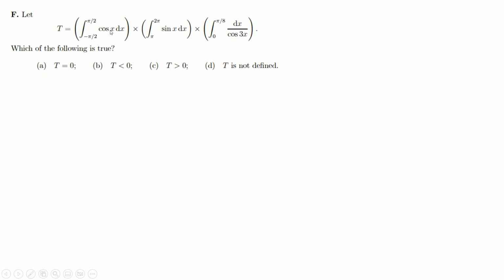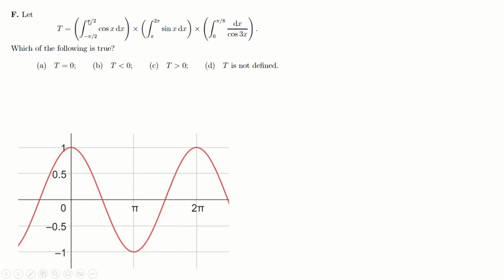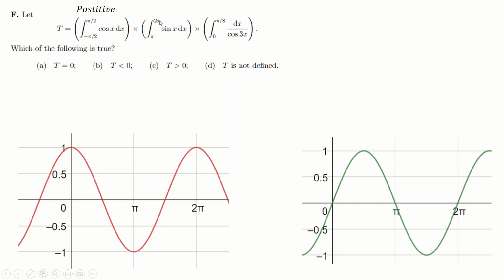This one here, so think about what the cos graph looks like, and integrate between pi over 2 and minus pi over 2. Well, that's a positive area you've got there, right? So that's a positive number. This one here, the sine graph between pi and 2 pi, that's a negative integral, so the integral of that is going to be a negative number.